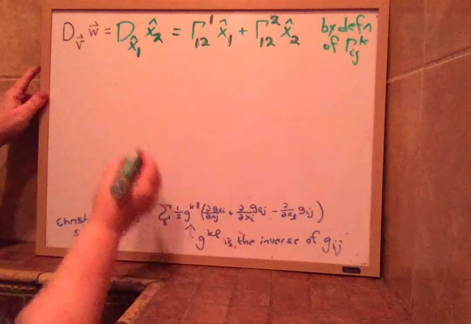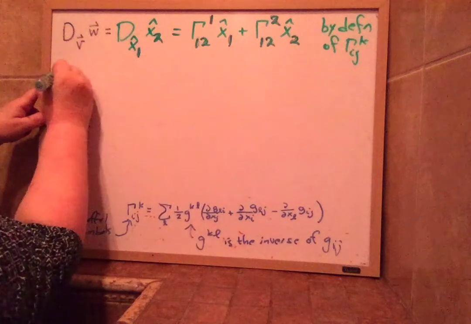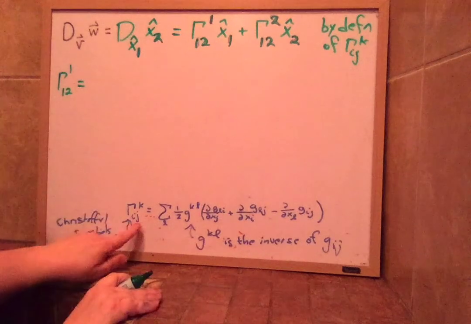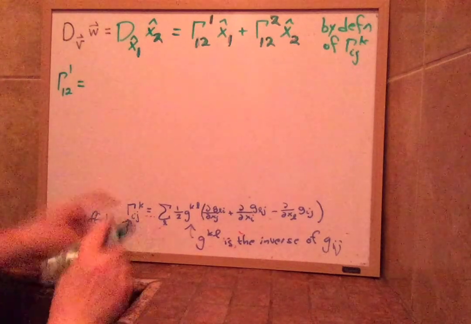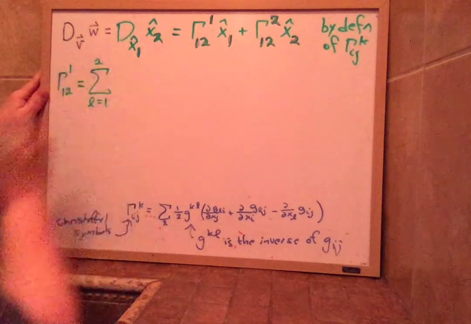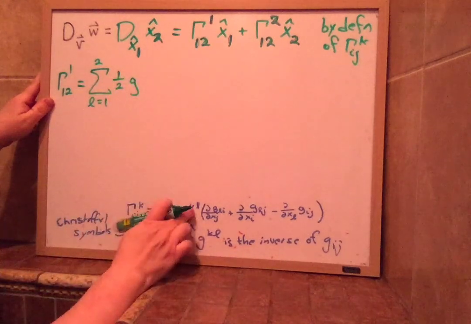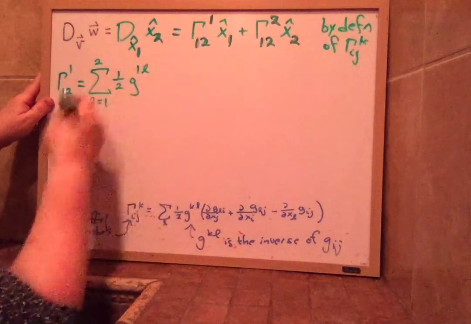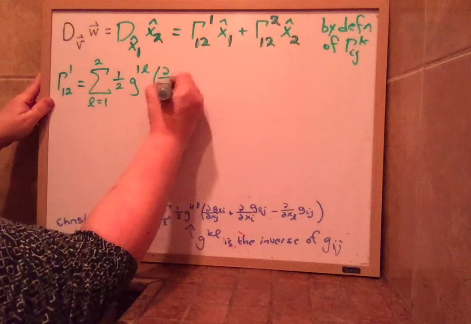Okay, so what we need to do is find gamma 1,2,1. According to this, gamma 1,2,1 is the sum. Now our l's are going to sum from 1 to 2 because there's only two dimensions in this case. 1 half G, the k here is this upper entry, so that's 1l, that one comes from that one. Times d dx, what is j?